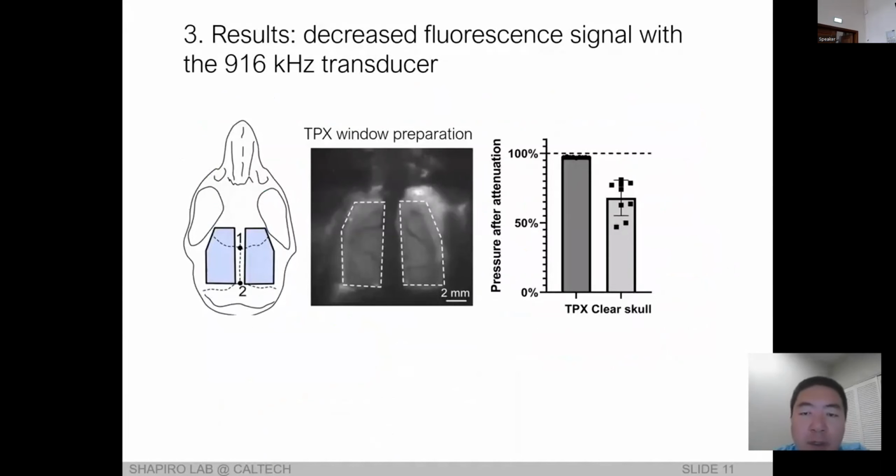We were not sure if this decrease of calcium responses and the negative ultrasound brain activation results were due to the distortion of ultrasound waves through the skull. So instead of delivering ultrasound through the clear skull, we developed a TPX window setup where the bilateral skull covering the anterior motor cortex to the posterior visual cortex was replaced with two pieces of TPX plastic, which is an optically and acoustically transparent material.